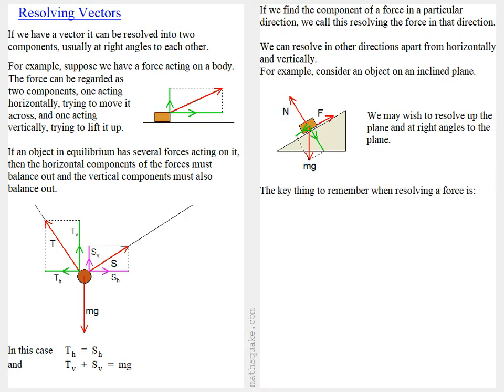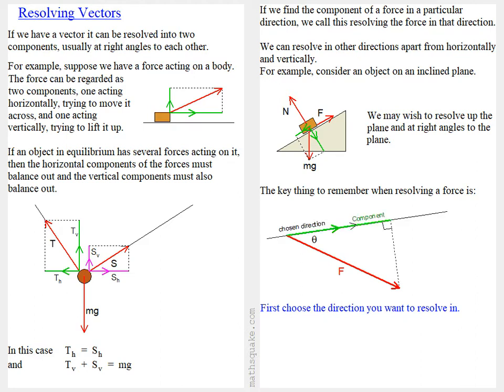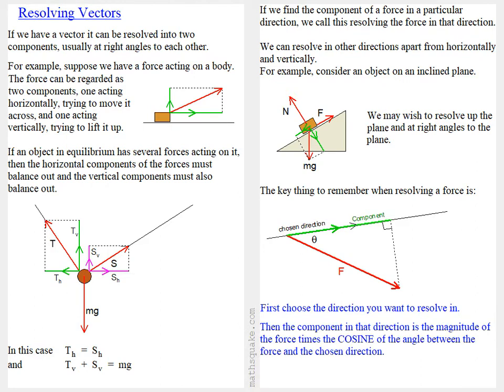The key thing to remember when resolving a force is: first choose the direction you want to resolve in. Then the component in that direction is the magnitude of the force times the cosine of the angle between the force and the chosen direction. So in this example, the component of F in the chosen direction is F cosine theta. Always choose carefully the directions you want to resolve in.